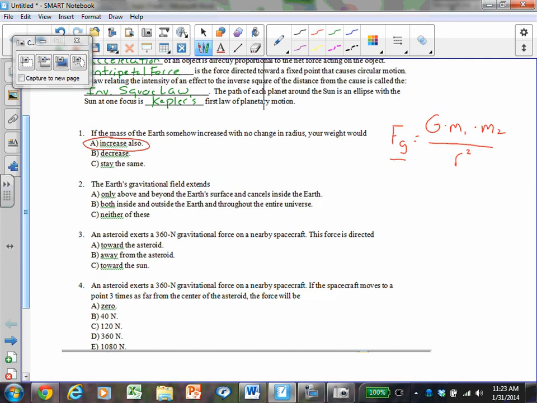The Earth's gravitational field extends around any mass, whether you're inside or outside the Earth, and even though it gets very small as you get farther and farther away from Earth, theoretically, it goes through the entire universe, so B. So B is the best, okay?